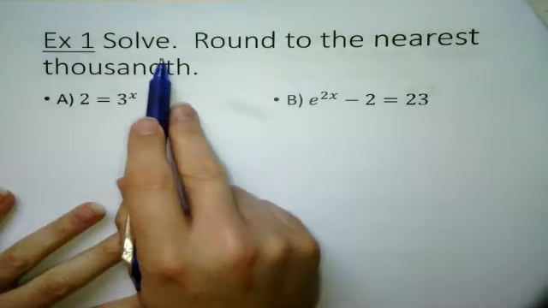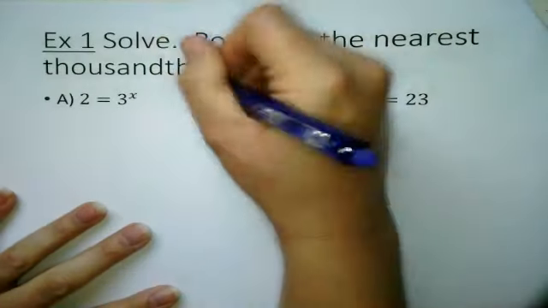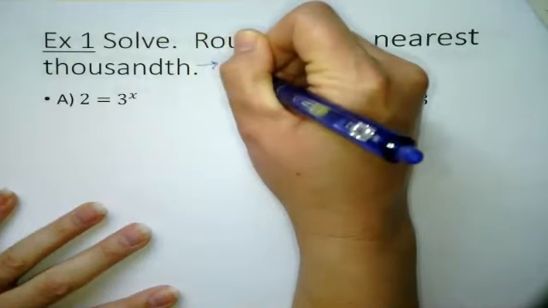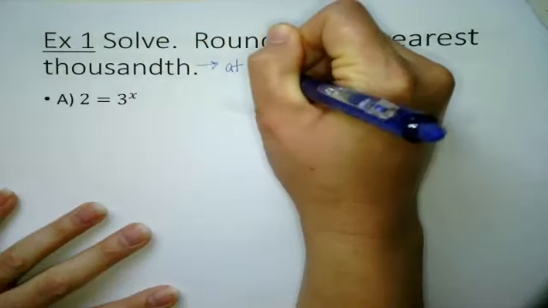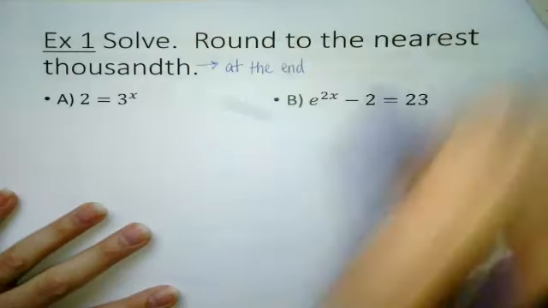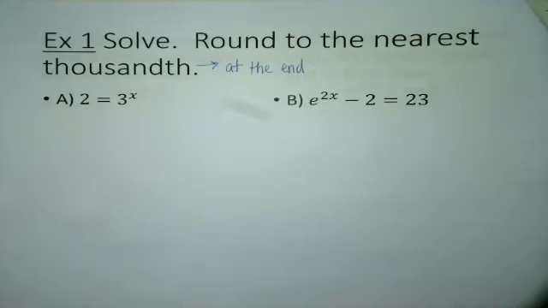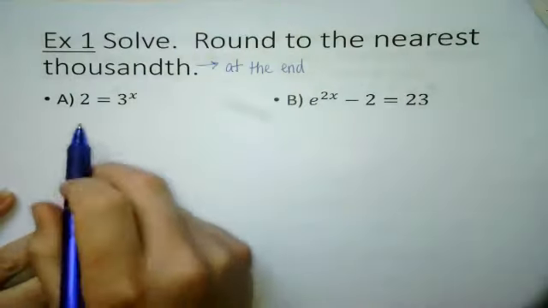We want to round to the nearest thousandth, and whenever you're rounding, make sure it is at the end of the problem, not a minute before, only at the end. If you round at the beginning, you're going to get it wrong because of round-off error. So make sure you round at the end.